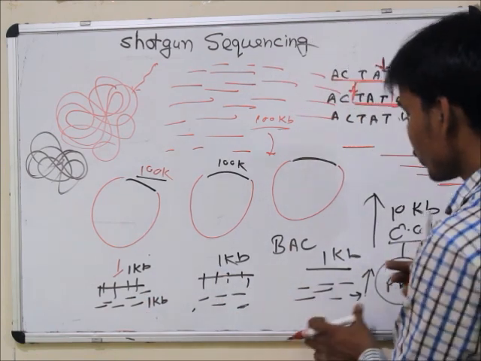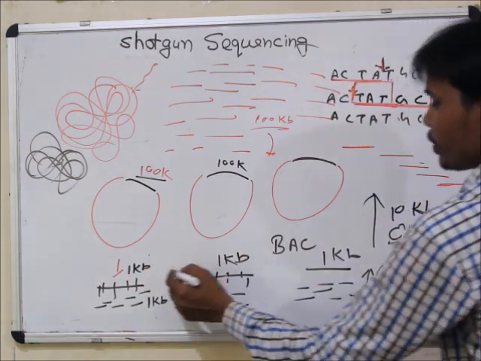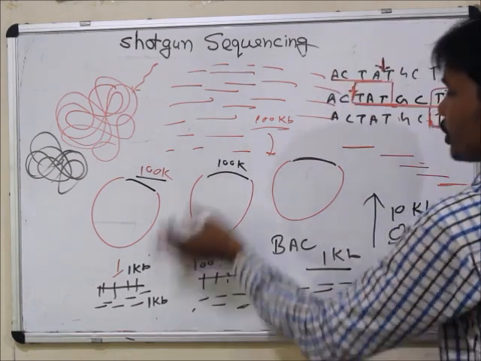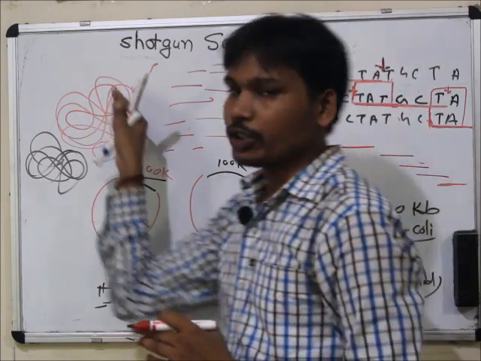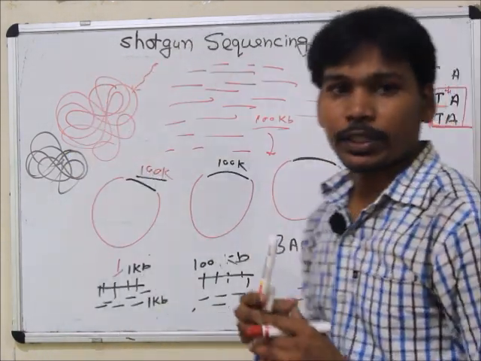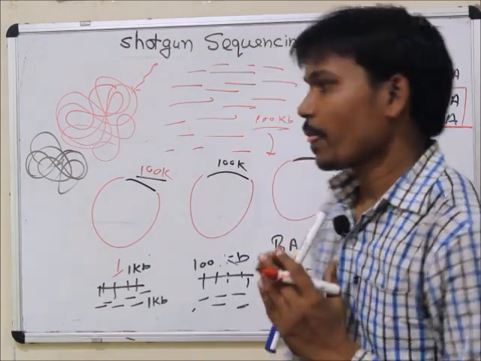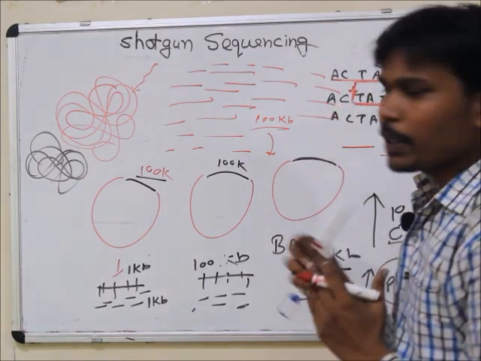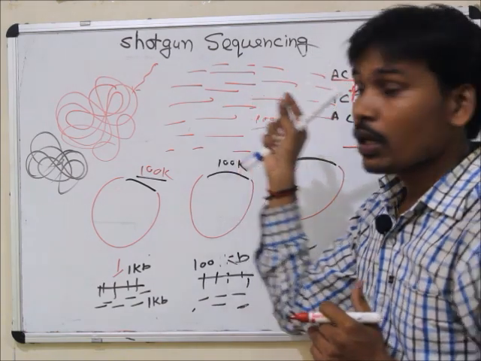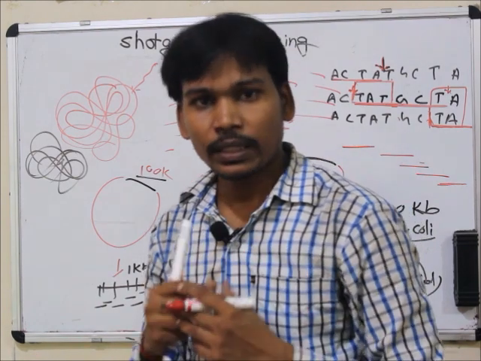After sequencing, this will be aligned, and 1 kb will be obtained, 100 kb will be obtained, and this will again align to form the complete genome sequence. So the shotgun sequencing method is used to sequence a larger genome size. This is the big approach, but there are some drawbacks to the shotgun sequencing method: this technique is highly expensive in comparison to other sequencing methods.